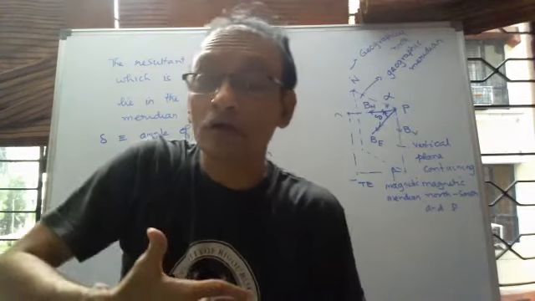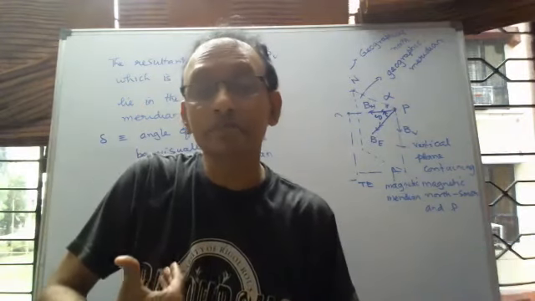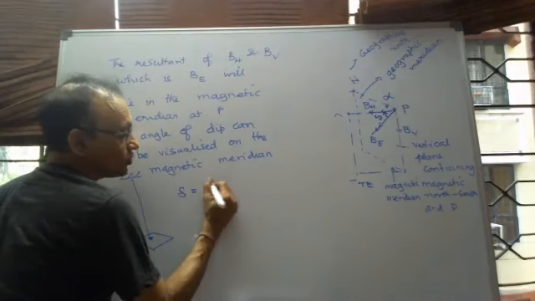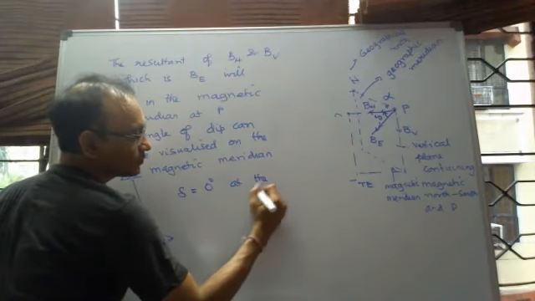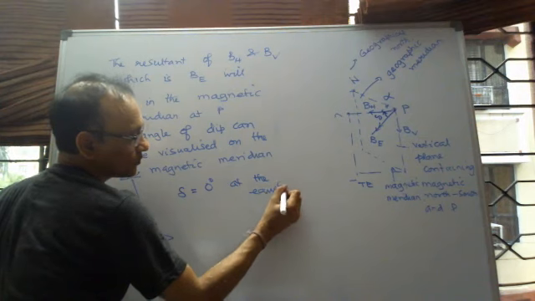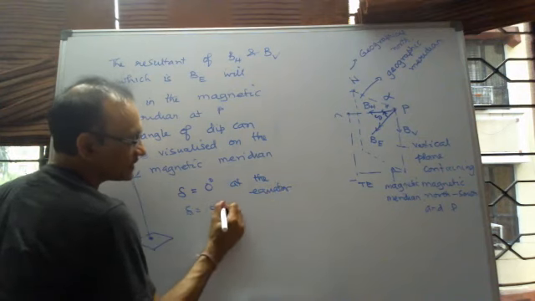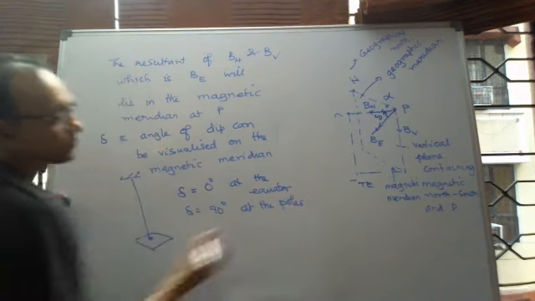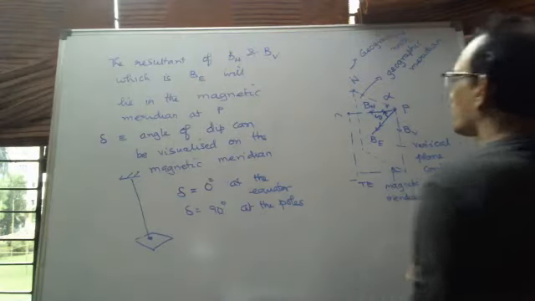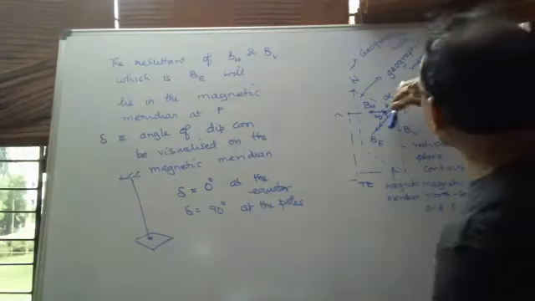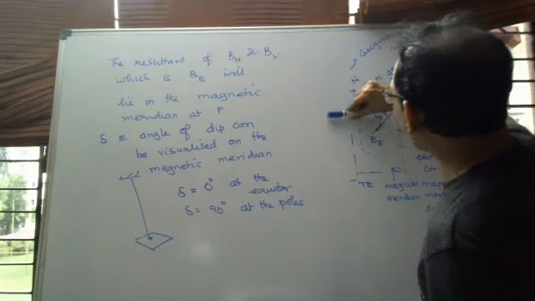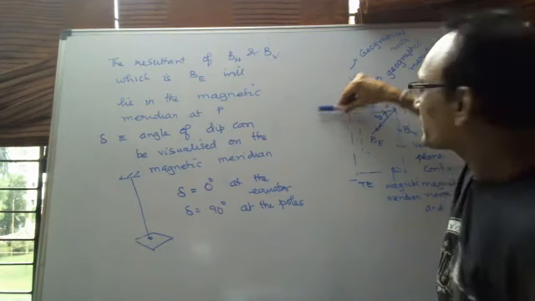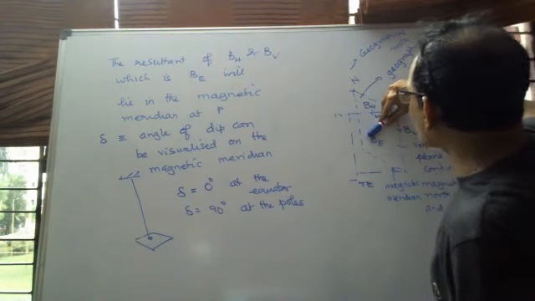Alpha, the angle of declination, and dip, delta. Delta is roughly 0 at the equator and is roughly 90 degrees at the poles. Equator पे क्या होगा? Delta 0 हो जाएगा. So the magnetic field will be parallel to the horizontal. और delta 90 degrees हो जाएगा at the pole.